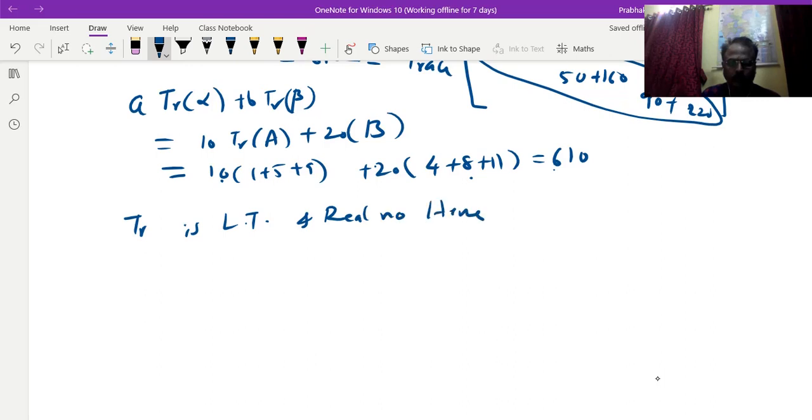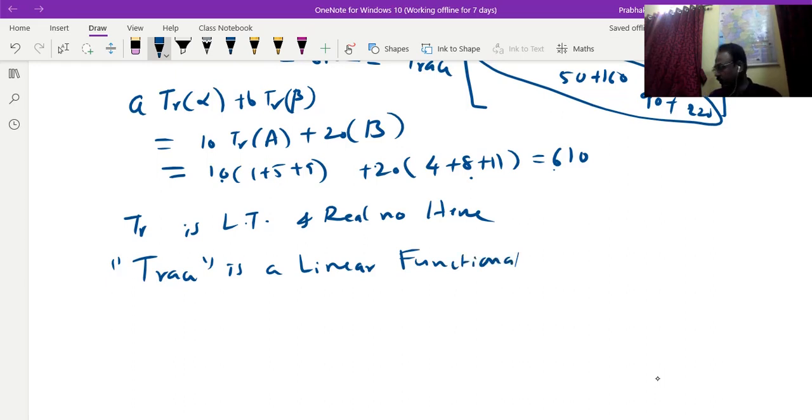Hence, trace function is a linear functional. So we understood a little bit of linear algebra, and we just introduced the linear functional with one example. In the next class we'll be introducing some more interesting factors.